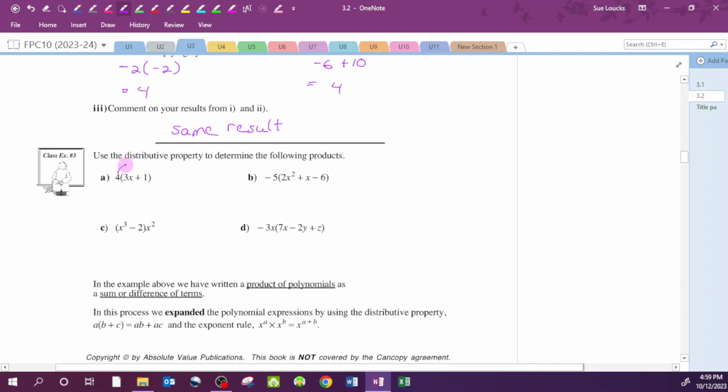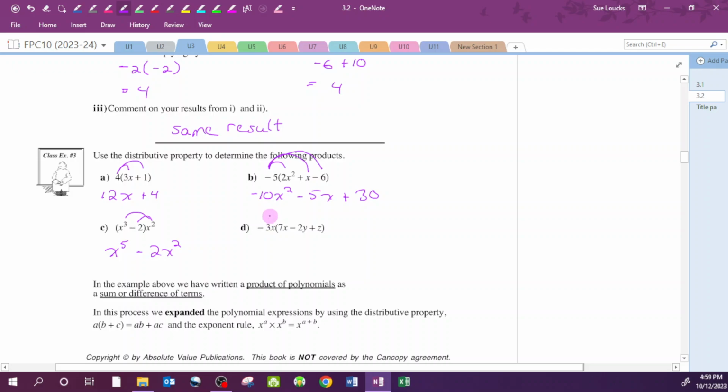This is going to be 4 times 3x, which is 12x, and then 4 times 1, so that's plus 4. Negative 5 times 2x squared is minus 10x squared. Minus 5 times x is minus 5x, and minus 5 times negative 6 is plus 30. Here we've got x cubed times x squared. That's going to be x to the 5. And then minus 2 times x squared, so that's minus 2x squared.